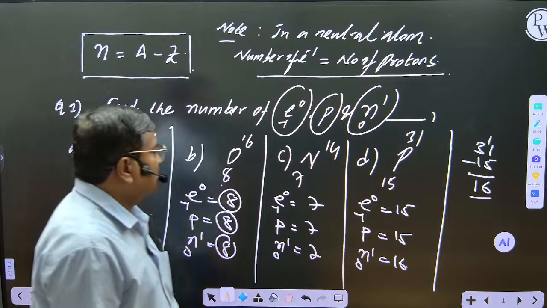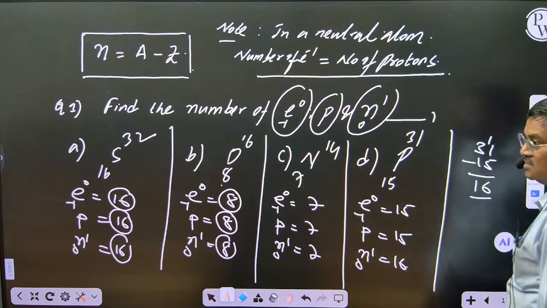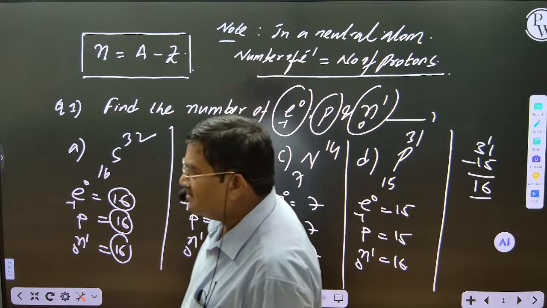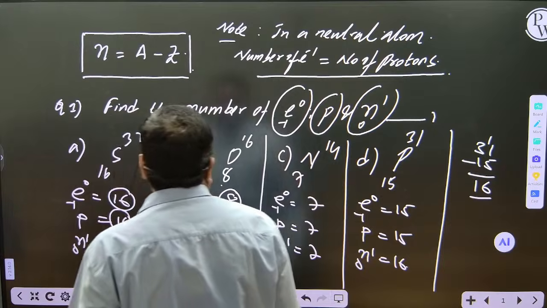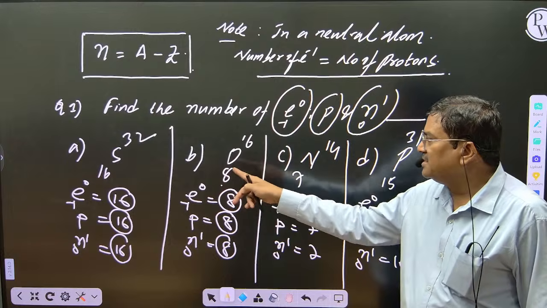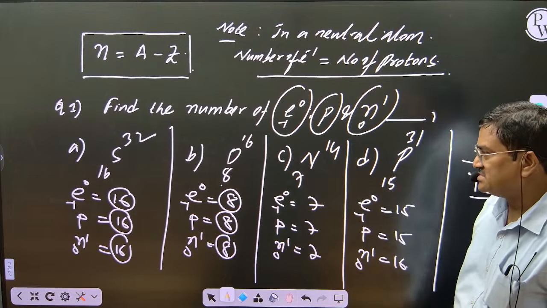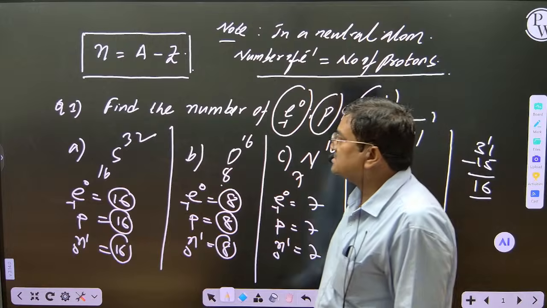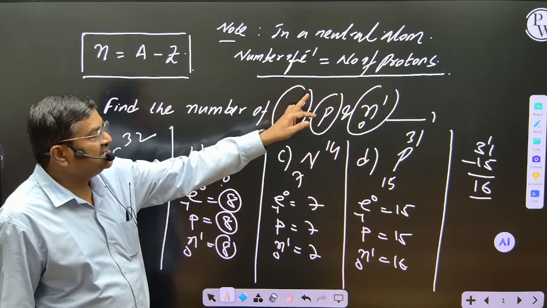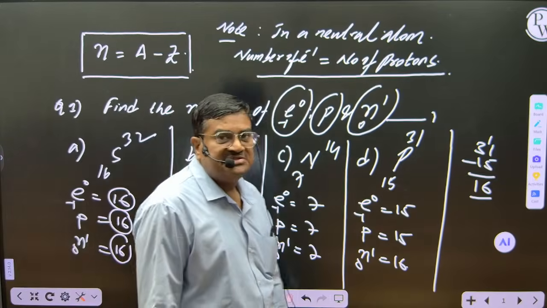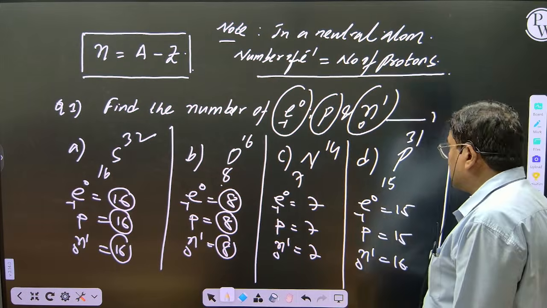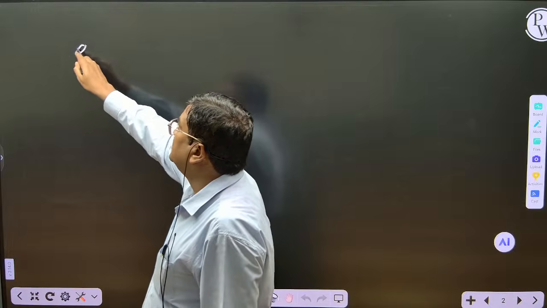Understood? So this is how we find electron, proton, neutron. Alright, next question. This is what we did in the first part: electron, proton, neutron in sulfur, oxygen, nitrogen, phosphorus. Now write the next question. Make a note: in a neutral atom, how many electrons will be there? The same number as protons. Next question, find the number of electron, proton, neutron. Copied, all of you? Simple, no?